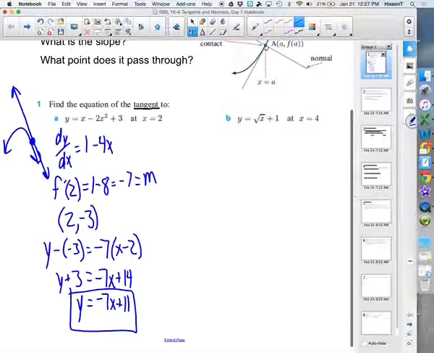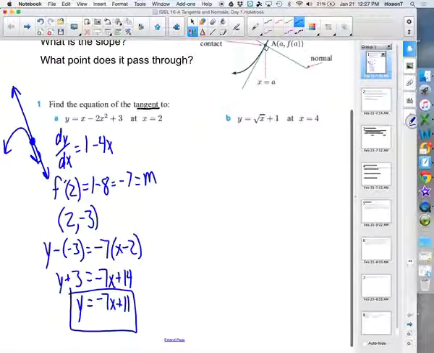Does that make sense? I have a question. Where did you get the -3 from? I plugged in 2 into the original, 2 minus 8 plus 3. Because you want a location on the graph. Because I plugged it into the other thing, and then I got the slope, and you get -7 again. Yeah, that's a real common mistake, so be careful with that.